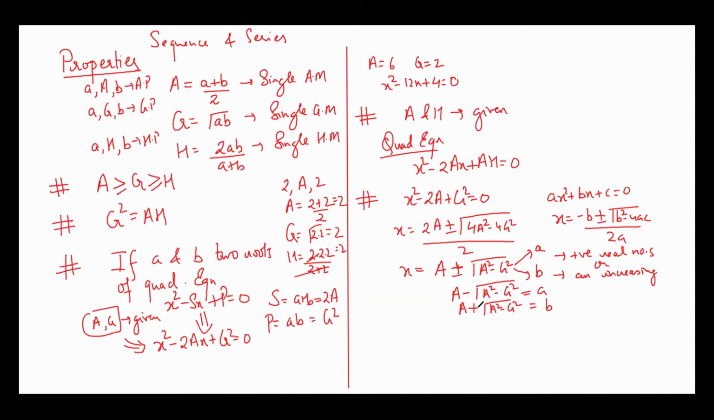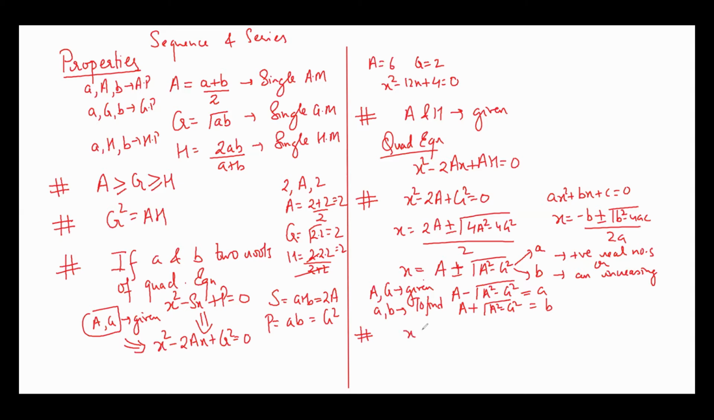So what type of question can we solve using this property? If they have given us the values of a and g, and you have to find the values of a and b, using this we can find them out. Okay, I think it's clear to all of you.